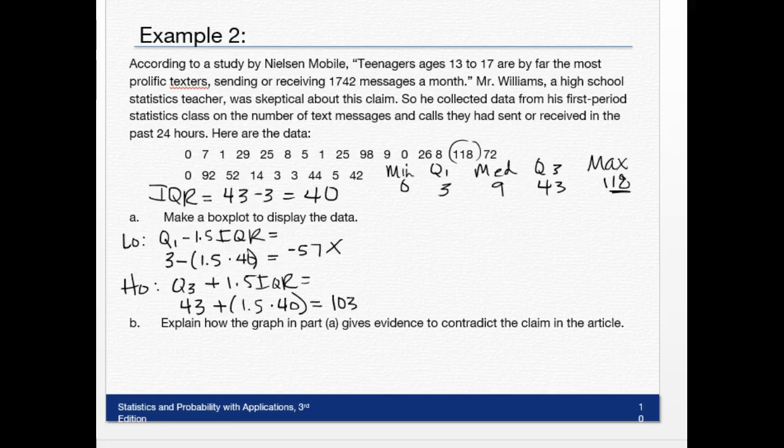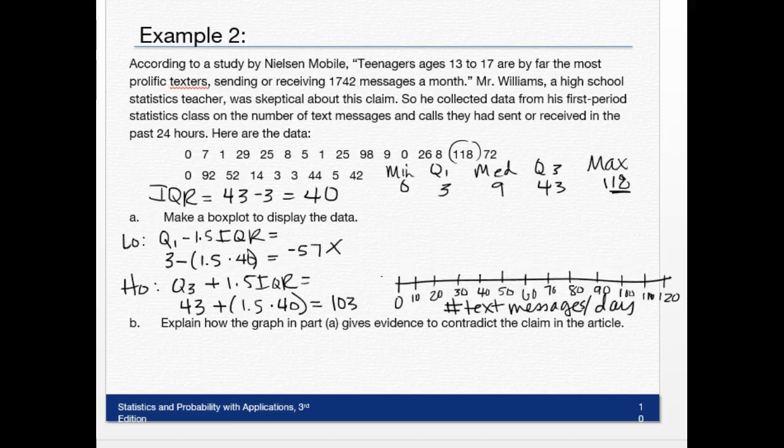Now, to draw the box plot, I draw my axis and label it. This is the number of text messages per day. The highest is 118, so I have to scale this strategically, and the 0 starts here. So I'm going to do this by 10s. Okay, so it's on there.